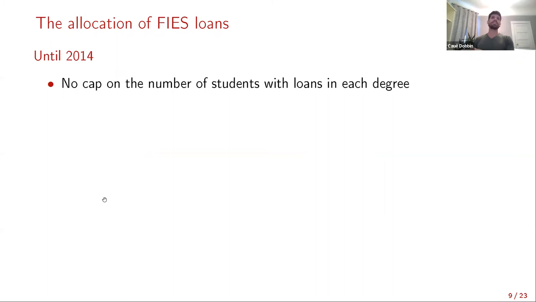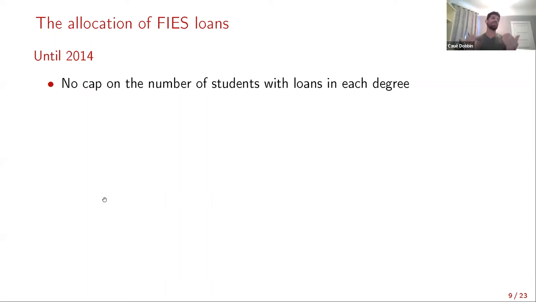In 2014, like I said in the introduction, there was no cap on the number of students with loans in each degree. So if 100 people decided to apply for this loan and got it, and then enrolled in economics at PUC, then you would have 100 people with loans in economics at PUC. There were no degree-specific caps. And then the government realized they didn't have the money to keep the program growing as fast as it was, so they had to find a way to restrict the program.